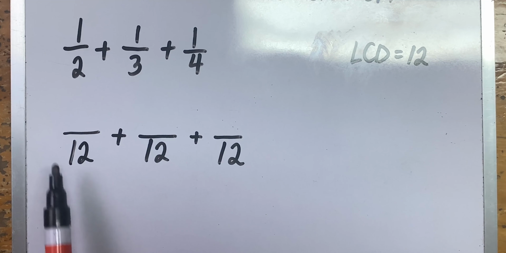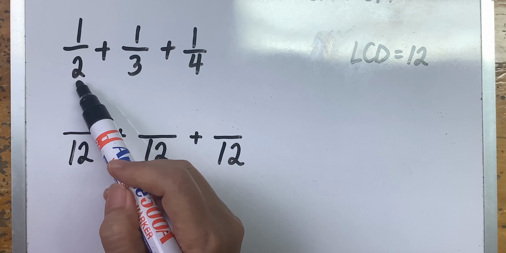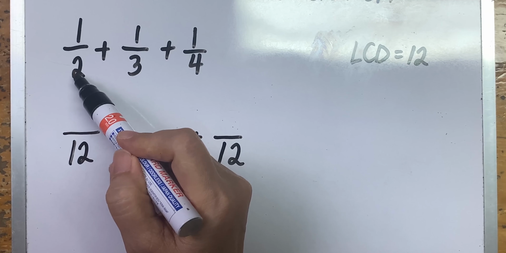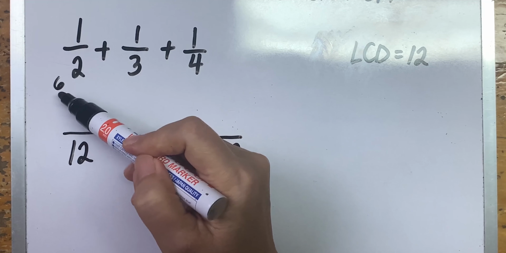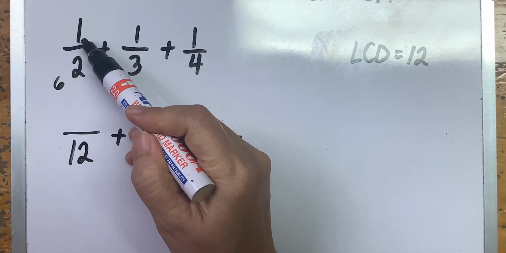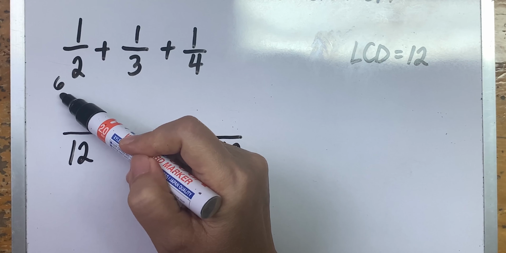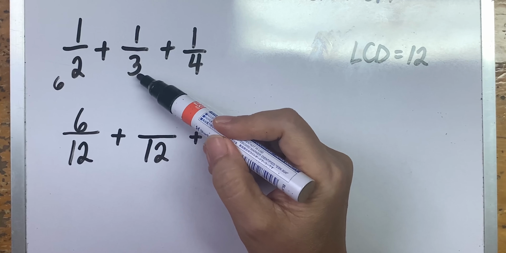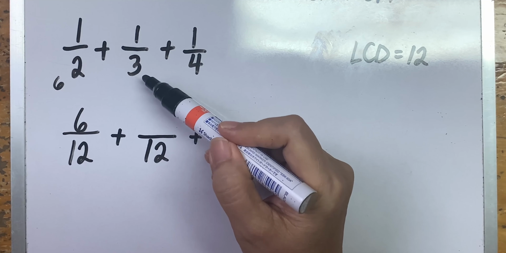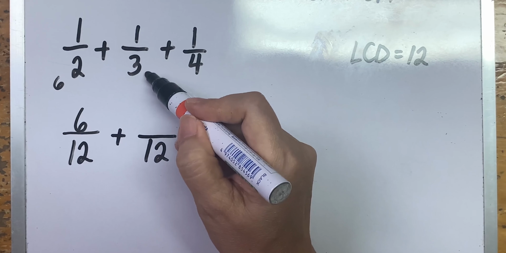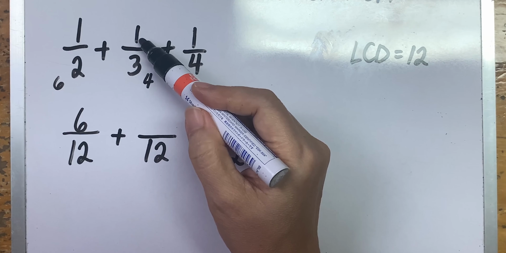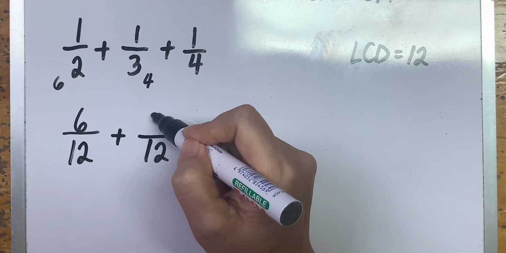So, i-convert natin bawat isa as an equivalent fraction. For this fraction to have a denominator of 12, i-multiply natin ito ng 6. Kung ano man ang number na to, i-multiply din natin yung numerator ng same number. So 1 times 6 is 6. Next, para maging 12 ang denominator na ito, we multiply 3 by 4. At itong number na to, i-multiply din natin sa numerator. So 1 times 4 is 4.